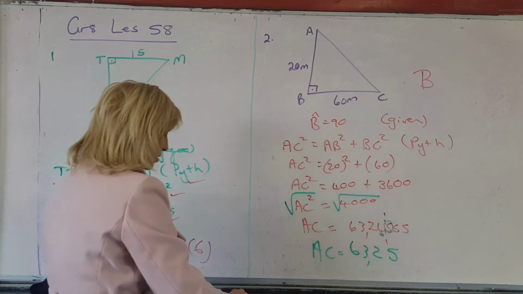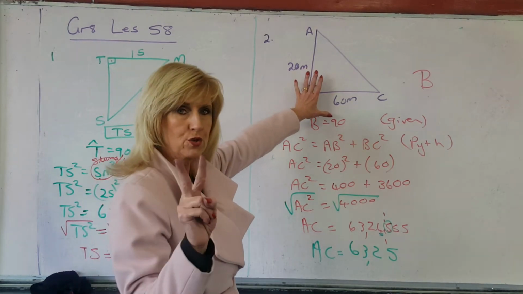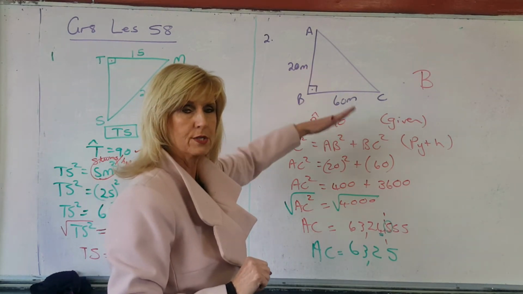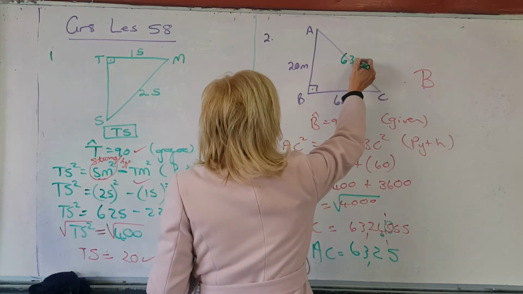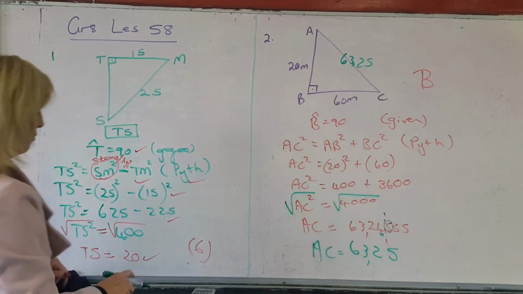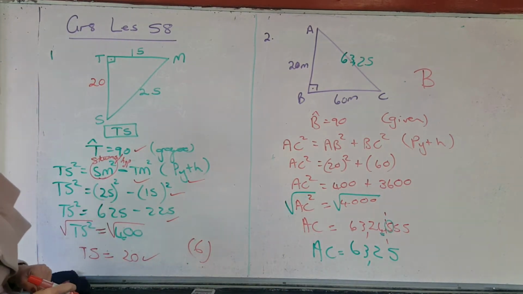So what did we solve? What does Pythagoras do? If I start off and I've got two sides, I can always get the third one using Pythagoras. And when you go back, you can go right there, 63,25. And you can go right here. The one that you got here was 20, so that you can see afterwards.